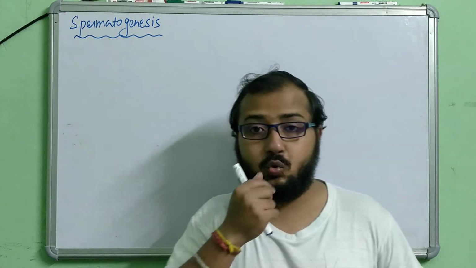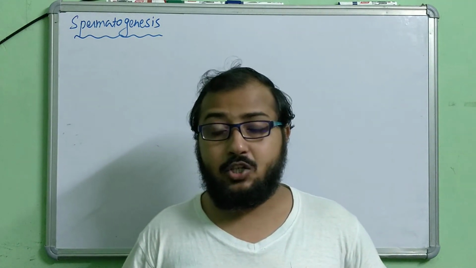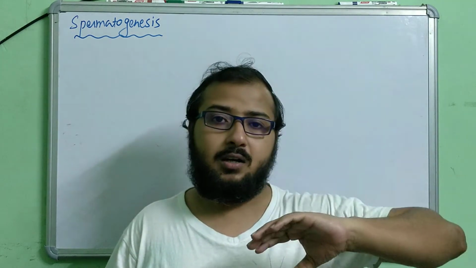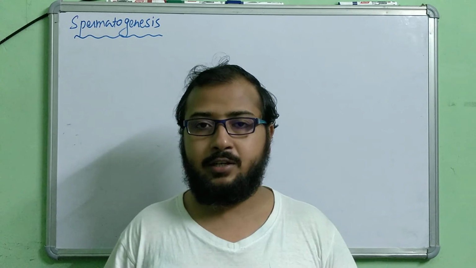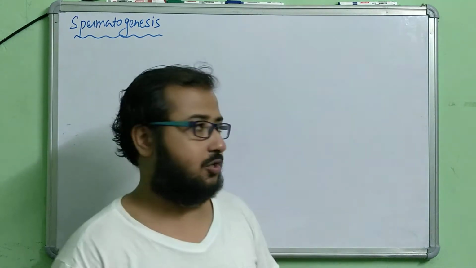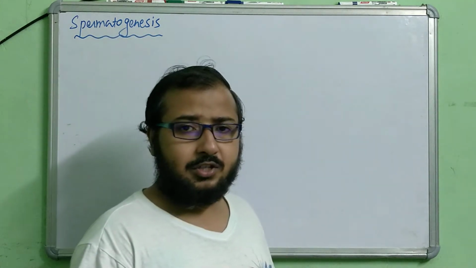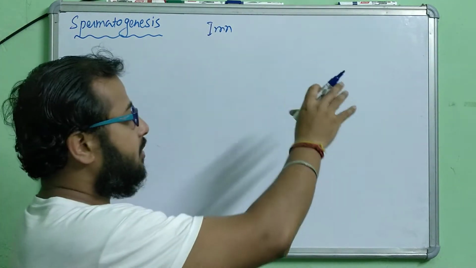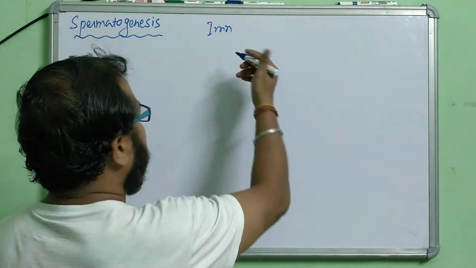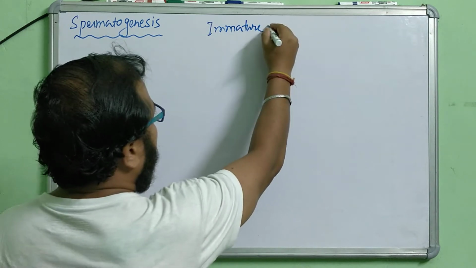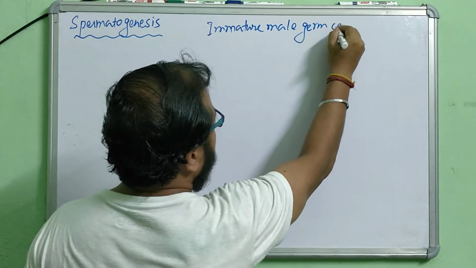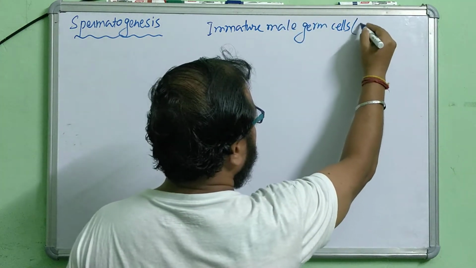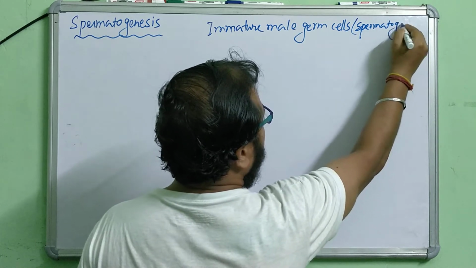And we discussed two types of cells present there: the male germ cells and the Sertoli cells, present in the seminiferous tubule. If you want, you can see my first video where I discussed all these things. So the story starts in the seminiferous tubule. First are the immature male germ cells, which are also known as spermatogonia. I am writing in small letters so that the detailed discussion fits on the same board.